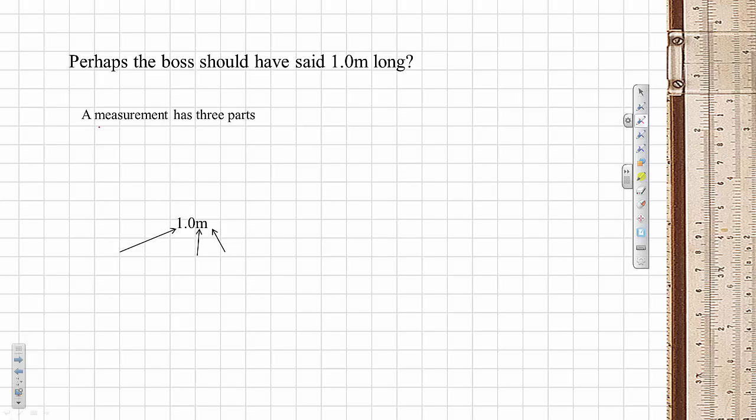So a measurement, it really has 3 parts. It's got the value.